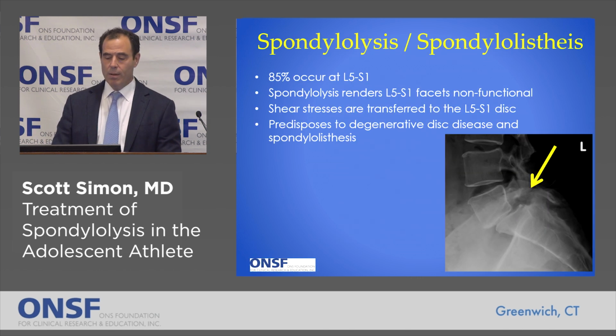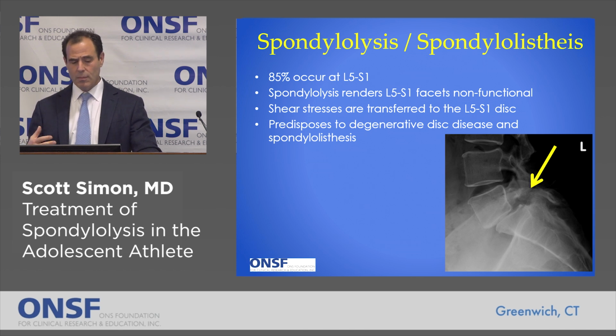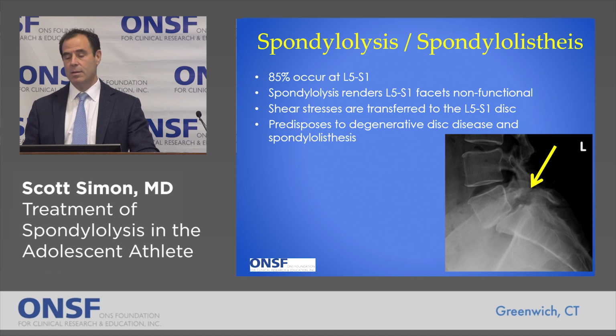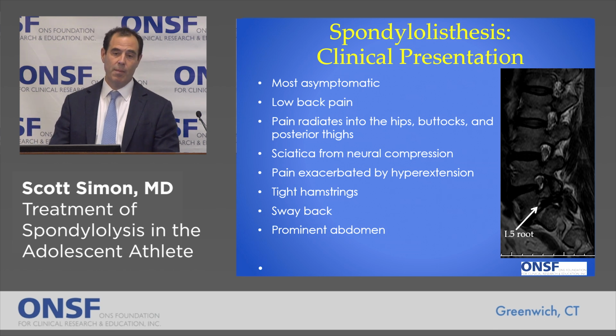But the issue is these fractures, as I said, can lend to instability, and this instability can result in slip because all of that shear energy is then transmitted to the disc. The disc becomes degenerated, and the slip can occur. And 85% of these occur at the L5-S1 level, and these slips can become symptomatic. Not all slips are symptomatic, and frankly, the majority of these patients who come in with spondylolistheses or slips with a spondylolysis are not symptomatic.